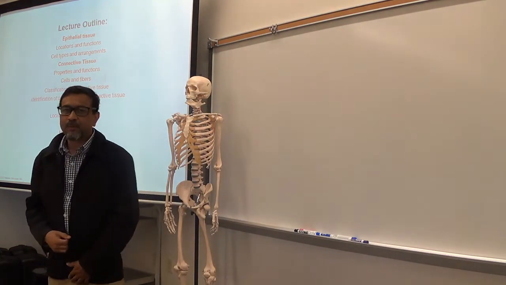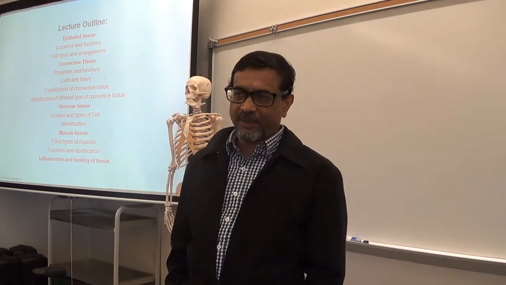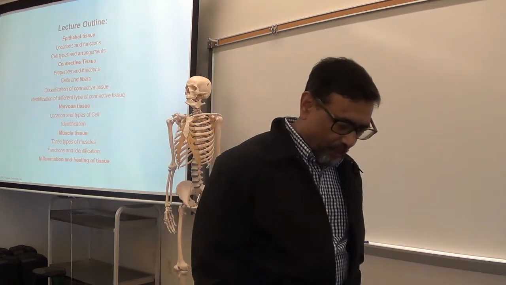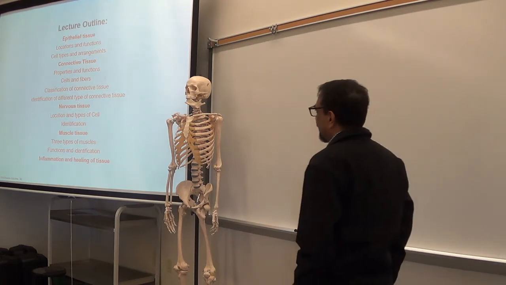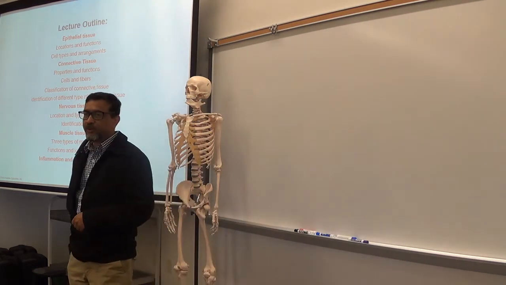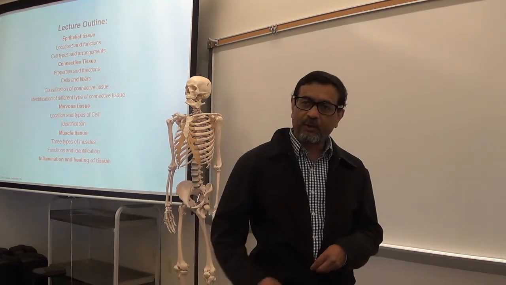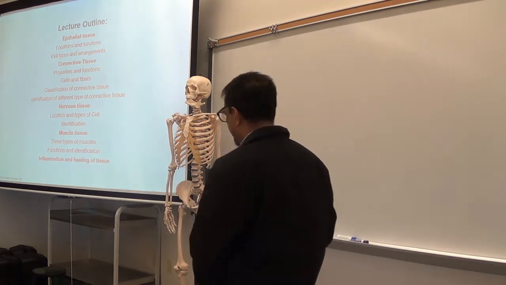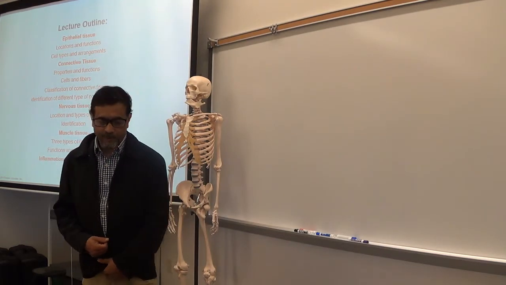First, we'll see what a tissue is, how to define a tissue. Then we'll talk about four different types of tissues: epithelial tissue, connective tissue, muscle tissue or muscular tissue, and neural or nervous tissue. Those are four different types of tissues in the body.